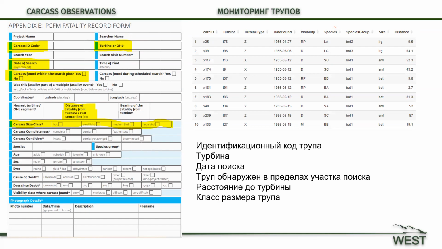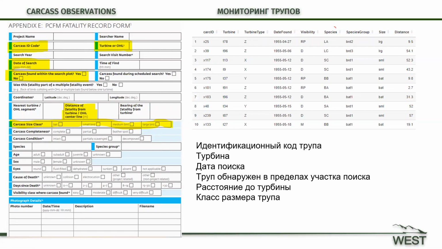Carcass observations. Each and every carcass gets its own data form. So there's a data form on the left, 1 per carcass. And for each carcass, the critical things that we need are a carcass identification code. That can be a serial number. It can be today's date with a dash and which carcass number it is you found today, number 1, number 2, and so forth. We need to know where it was found, which turbine. We need to know the date of search. We need to know whether that carcass occurred within the delineated search plot.